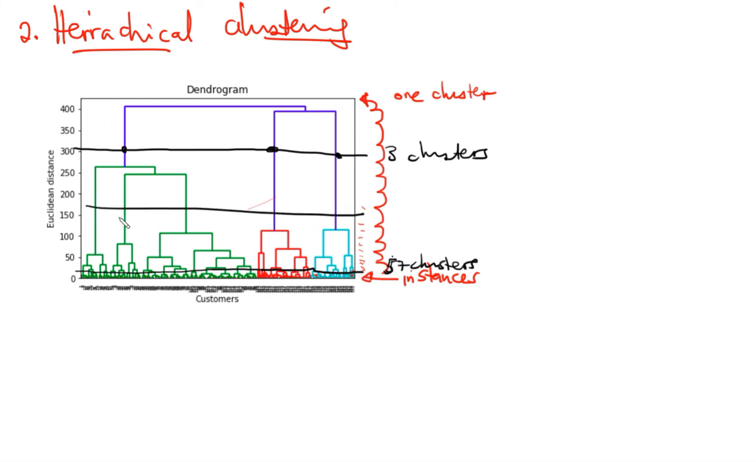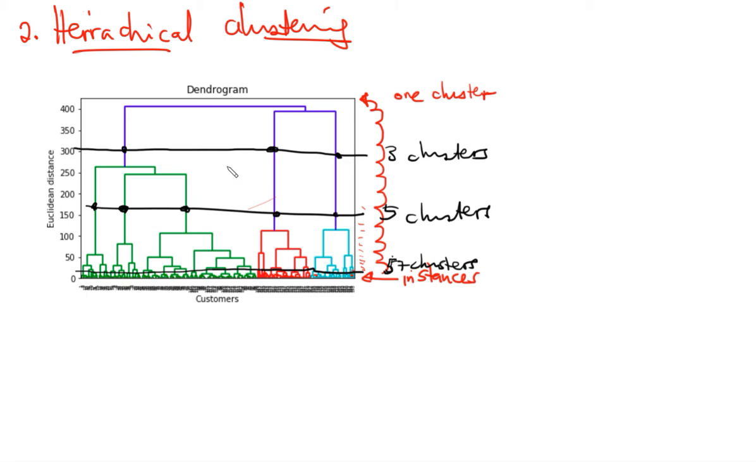Here you have 1, 2, 3, 4, 5 clusters. So that's what you choose in hierarchical clustering. You just let it run, it runs, it finishes until it gets to one cluster. When it gets to one cluster, you draw your dendrogram, and then you start to make a decision.